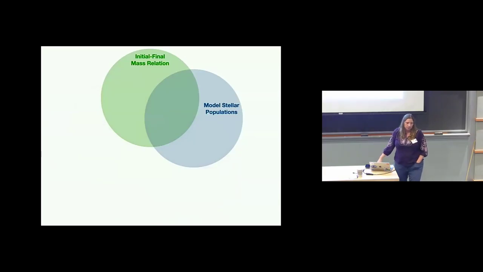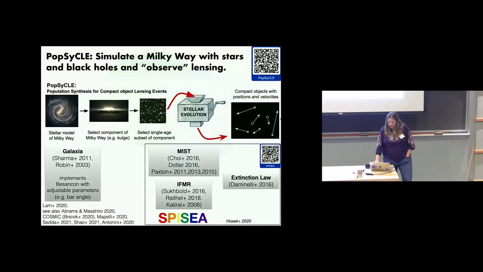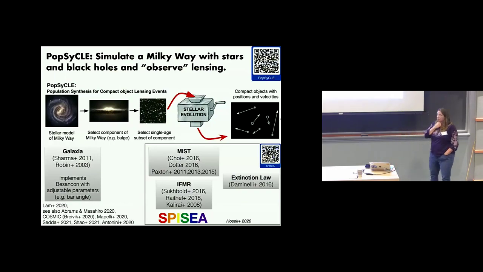So we'll launch into what we need to know about stellar populations, and in particular, how stars turn into black holes in the initial final mass relation to figure that out. So Peter had an intro slide on PopSyCLE. I'm going to go into this in a little bit more detail. This is a code that we built to be able to make predictions for what microlensing surveys should see and which ones would be good candidates for black holes.